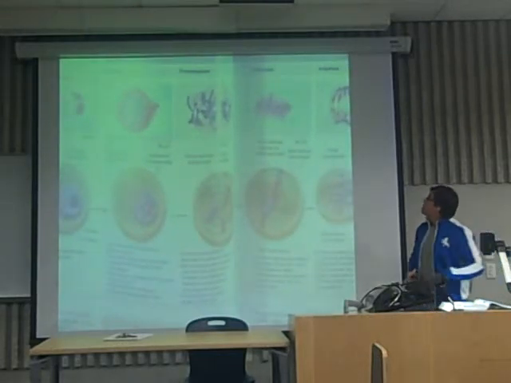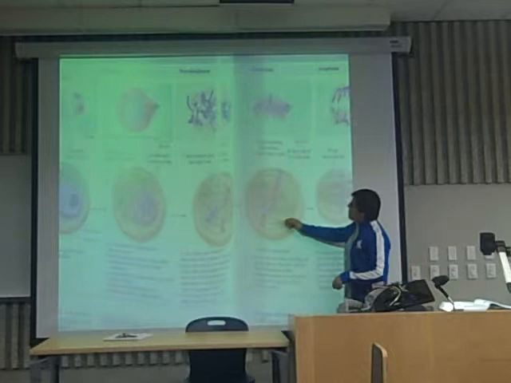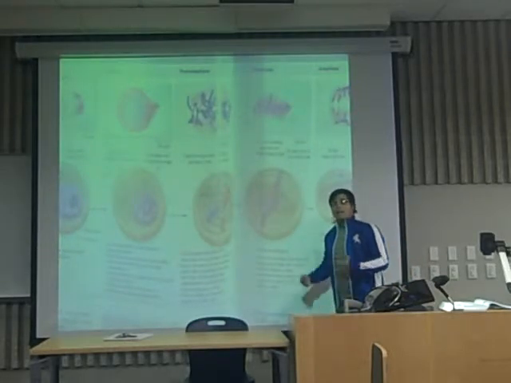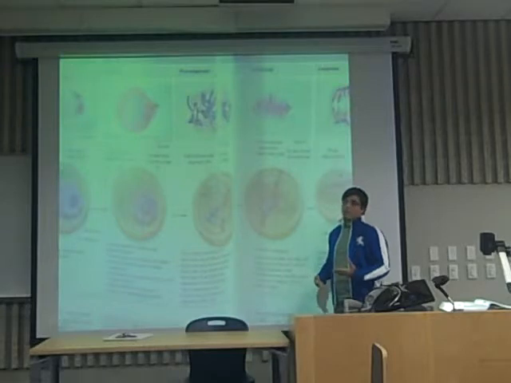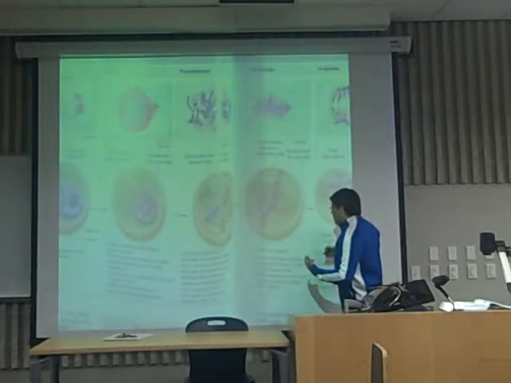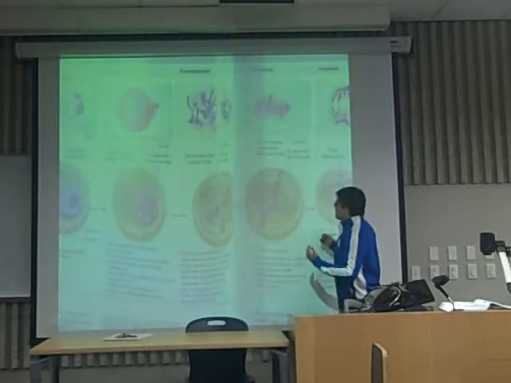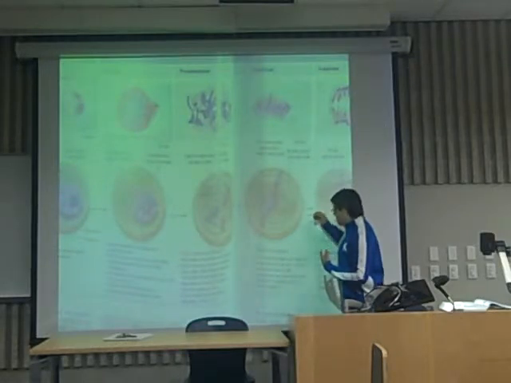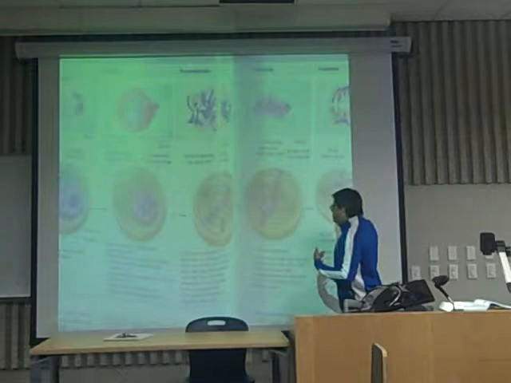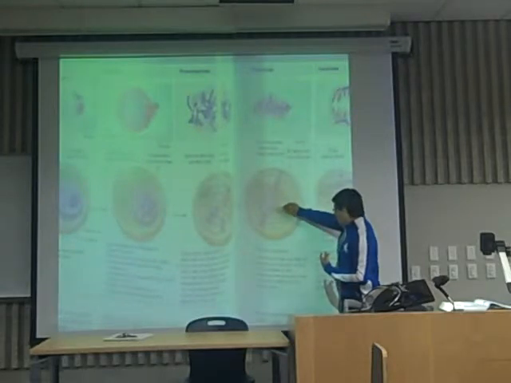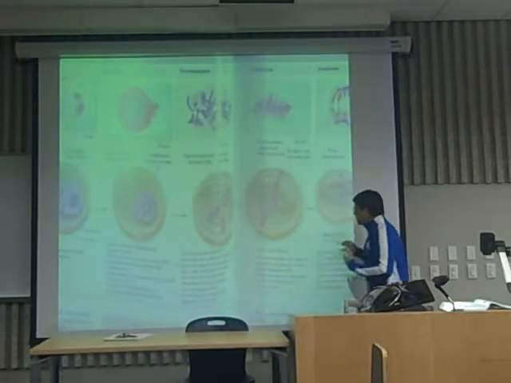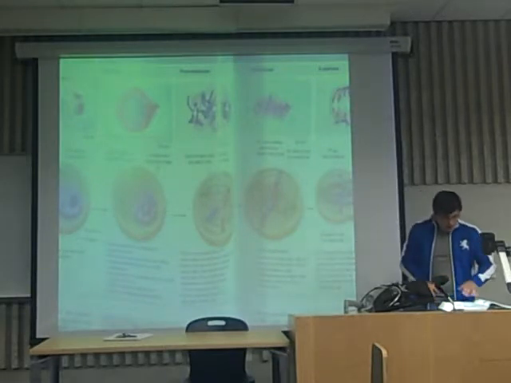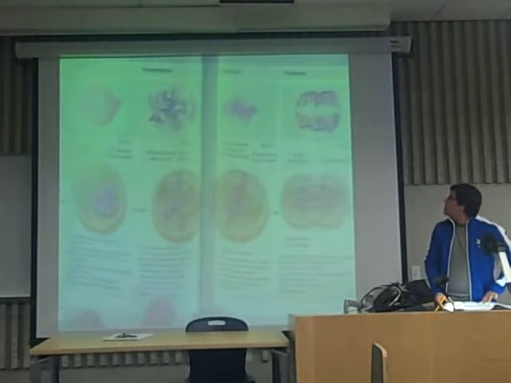With metaphase, you have the lining up of the chromosomes at the center of the cell, at the metaphase plate or equatorial plate. And at this point, you also have the attachment of your spindle fibers onto your kinetochores. And from there, we have anaphase.